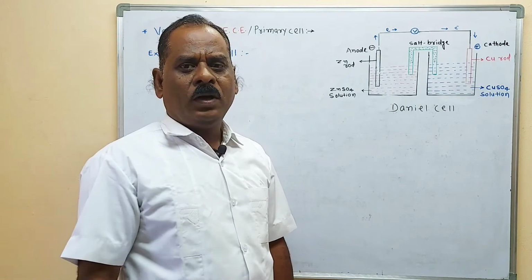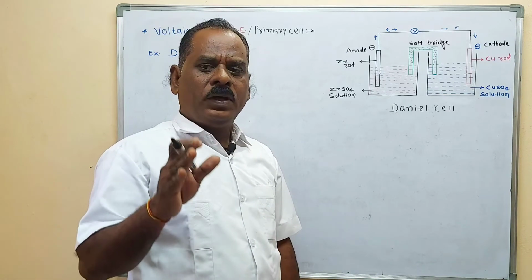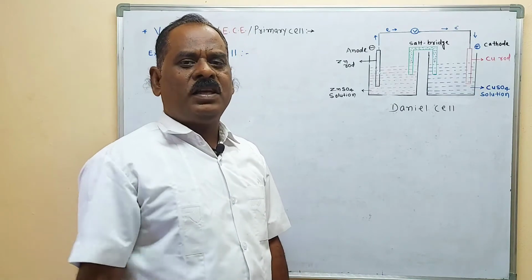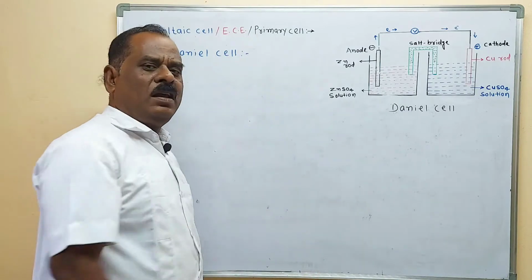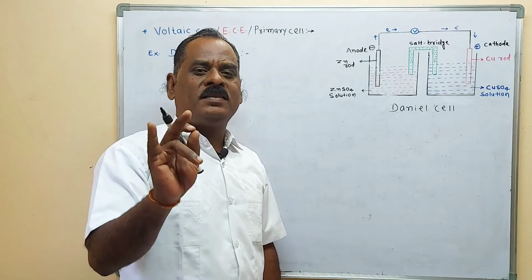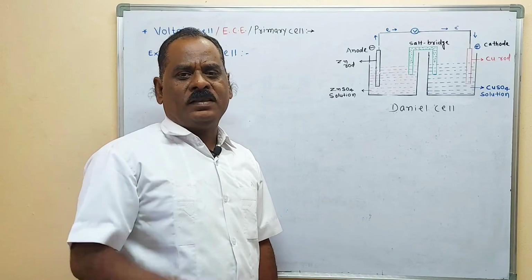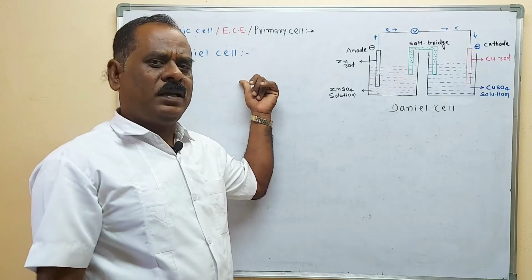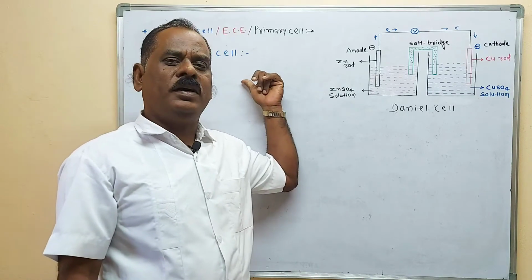Understand how to define the primary cell: the electrochemical cell in which chemical energy is converted into electrical energy by irreversible chemical reactions is called the primary cell. The best example of a primary cell is the dry cell, which is used in batteries, or the Daniel cell. In your syllabus, the Daniel cell is included as a primary cell. Therefore, understand the construction and working of the Daniel cell.